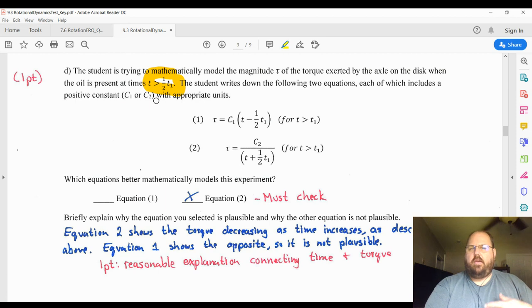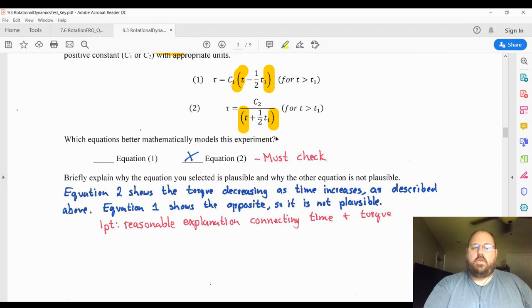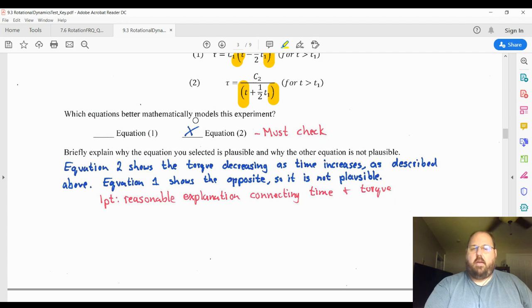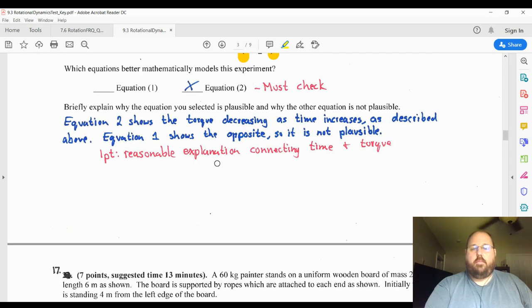They're just there to kind of fill in the rest of the units and everything that would be in the equation. So this is like, okay, what's going to be true: is the torque dependent on the time minus the time that it started, or the time plus the time that it started, but the inverse of that. So which equation best models this experiment? We have to check equation 2. If we don't check equation 2, we can't get a point. And then we have to give a reasonable explanation connecting time. So those equations are all about time and torque.